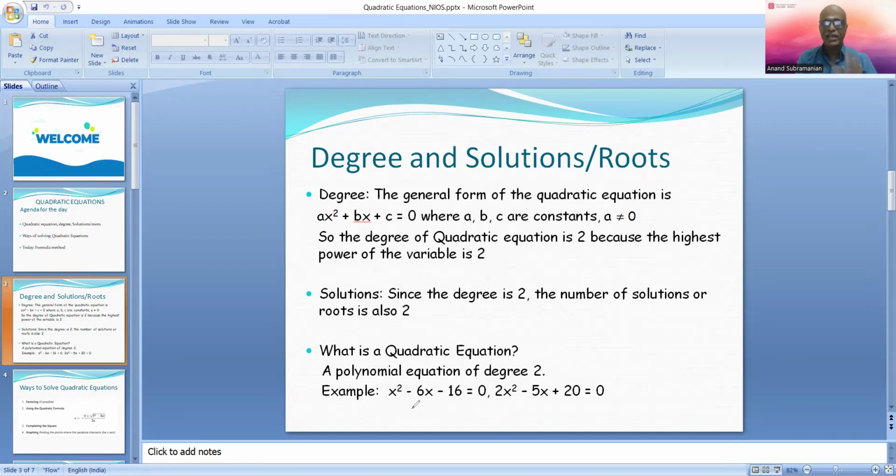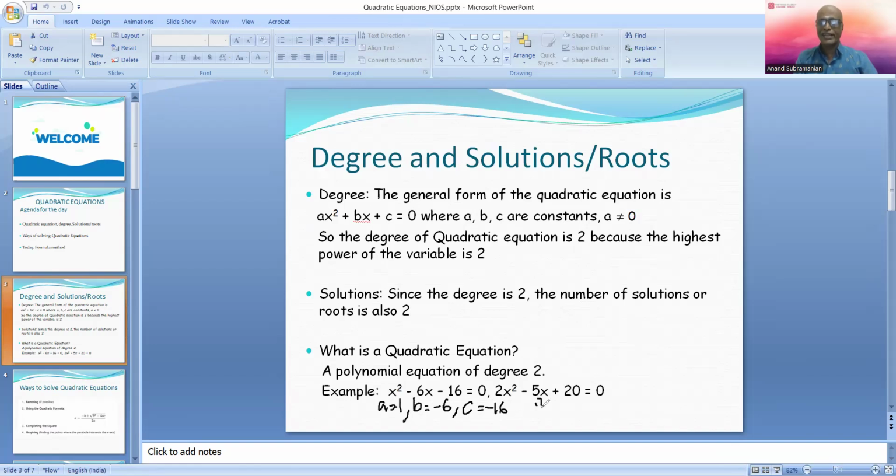You see the examples. ax squared plus bx plus c is equal to 0. x squared minus 6x plus 16: here a is 1, you can just plug in the values, and b is equal to -6. We should first extract all these a, b, c values. c is 16 for that equation at the bottom.